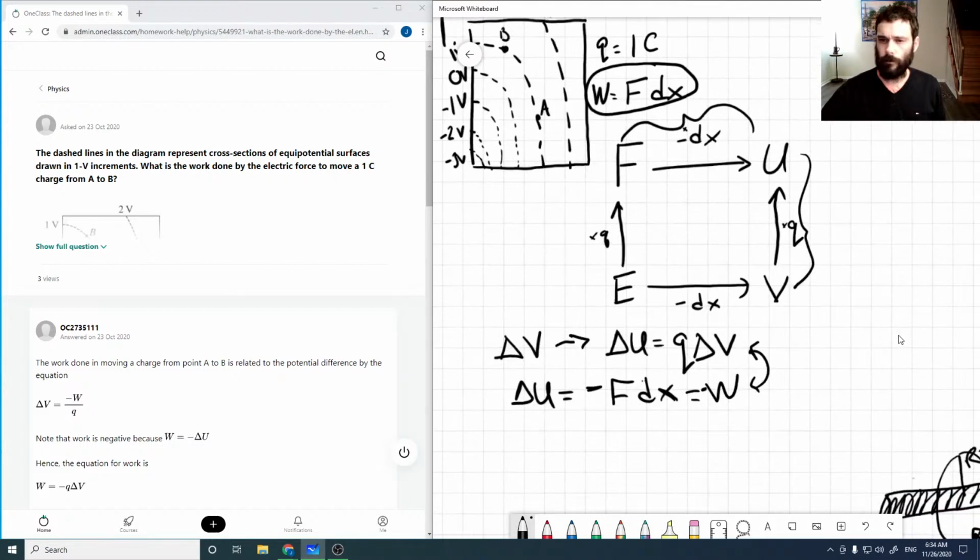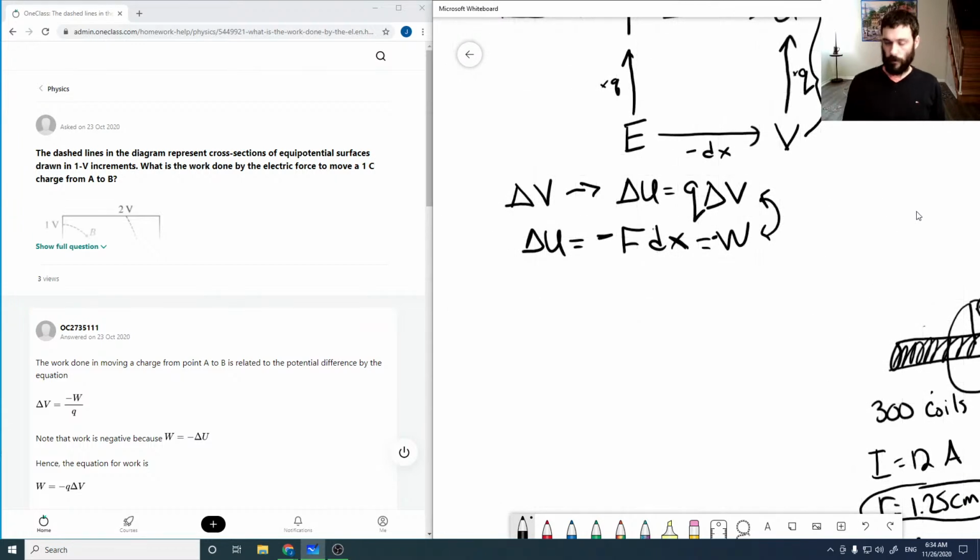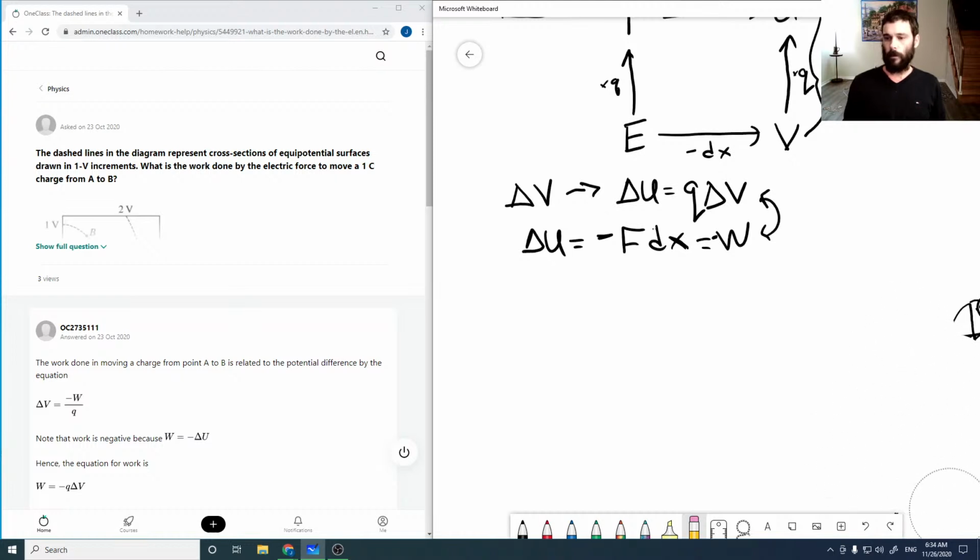I didn't realize there was stuff in here. So that means the negative of our work is just Q delta V. And so our work is Q delta V.